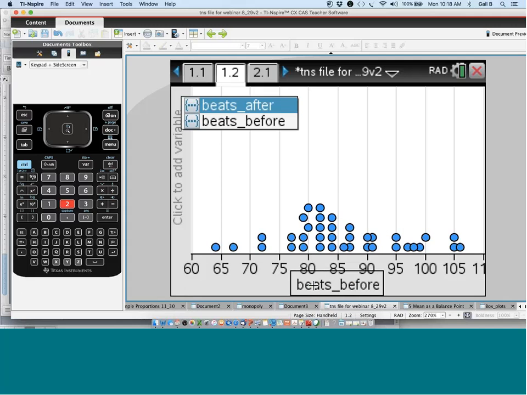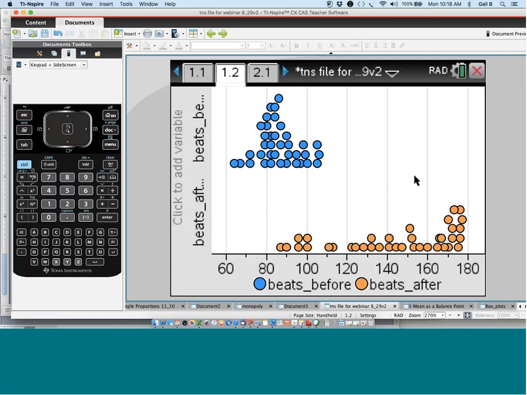So I'm going to add another variable, the beats after, and now I have a very different looking distribution. What has happened to the pulse after the kids did some exercise? This distribution, the kids have learned to call skewed, where the tail is off to the low end, and the cluster of beats per minute are up at the upper end of this distribution. Notice that it's much harder now to talk about what's typical.